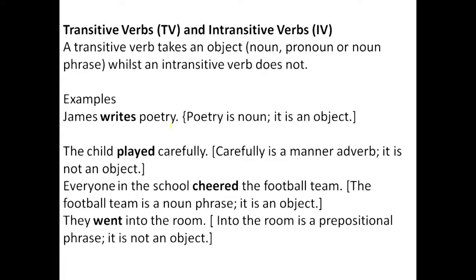So, example here: James writes poetry. You see here, for instance, writes could be deemed a transitive verb because it takes an object. Poetry is a noun, and if it's a noun, it becomes an object. And if it's an object, it makes the verb writes a transitive verb, meaning a verb that allows a noun after it.